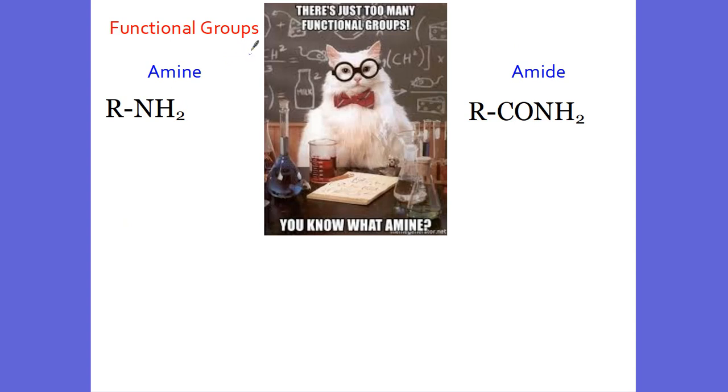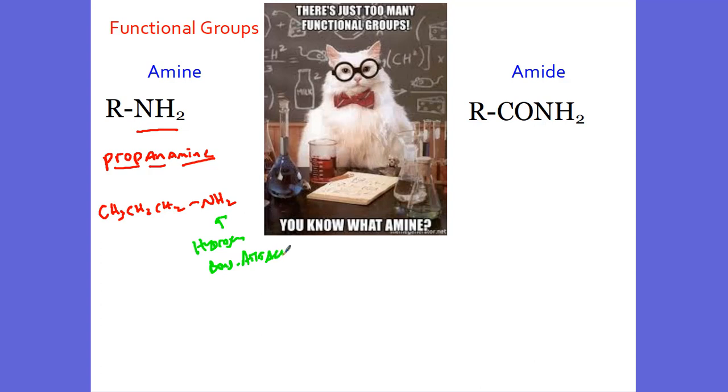Let's take a look at amines and amides. So amines, you know, from amino acids. Amino acids have this amine group coming off of it. So propanamine: prop means three carbons, CH3, CH2, CH2. An means single bonds. Amine means we have an NH2 group coming off of it. And if it has N's and H's, we know we have hydrogen bonding attractions. Okay, something like an amide would have something like this.